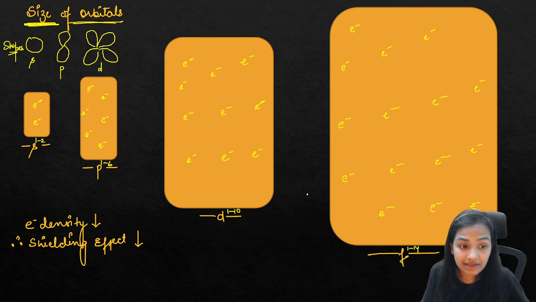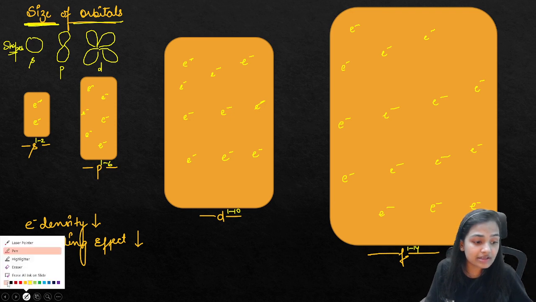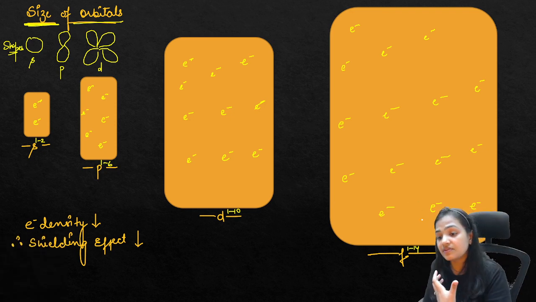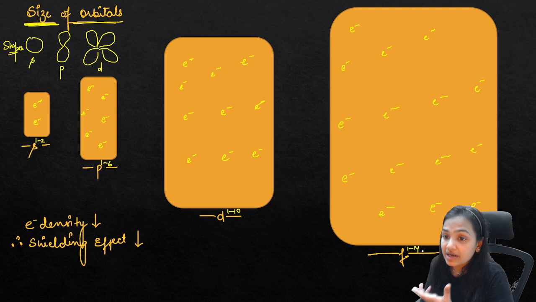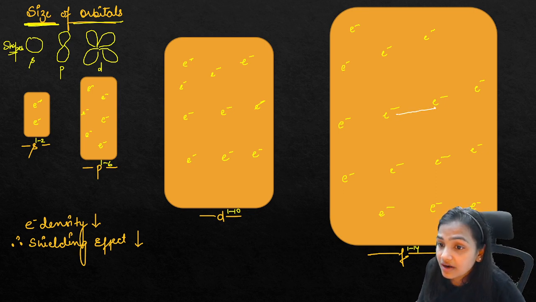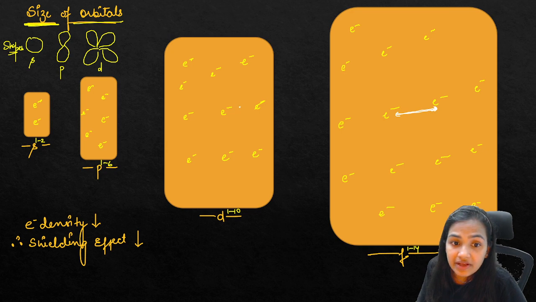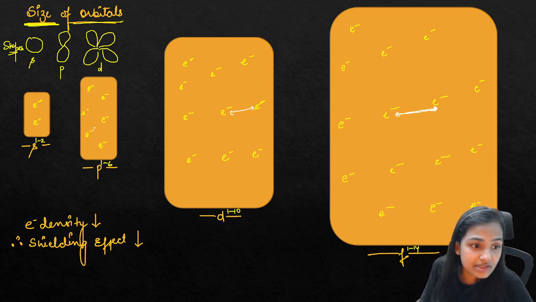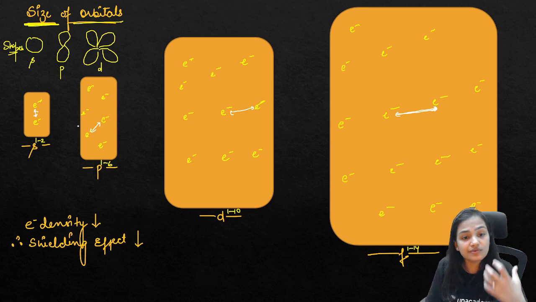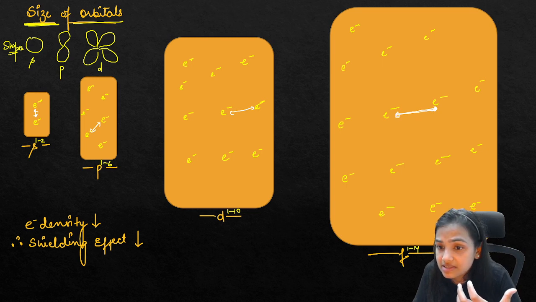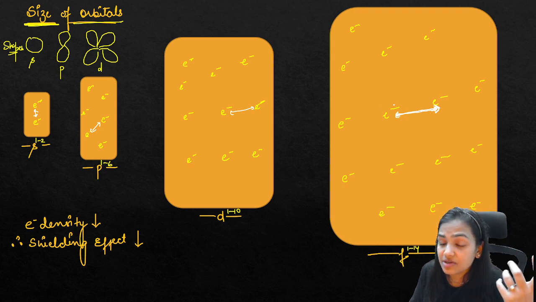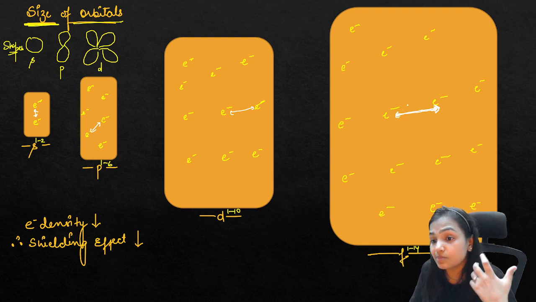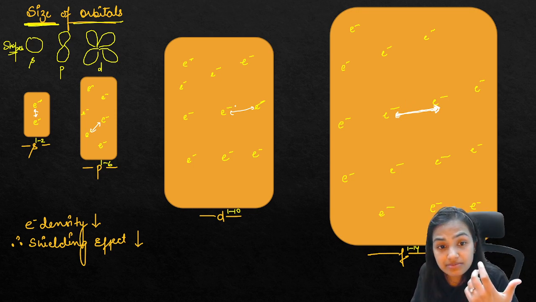This means, guys, that the size of the f orbital is so large that though it has 14 f electrons, these electrons are strongly away from each other. These electrons are very far from each other as compared to these electrons and these electrons. Can you see this? So which electrons are very much away from each other? These electrons in the f orbital are so far away from each other that they hardly undergo repulsion.